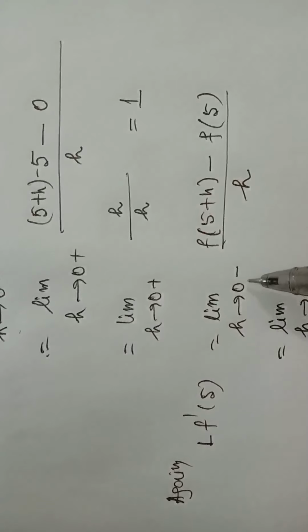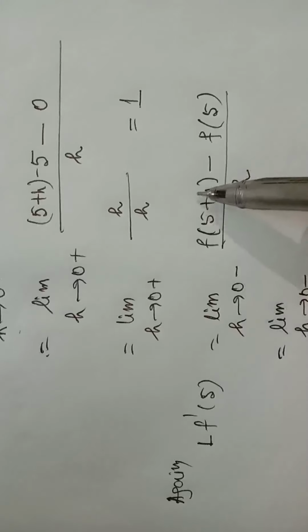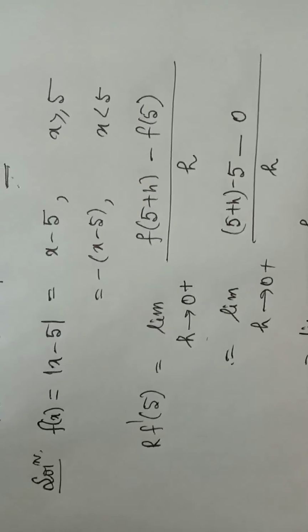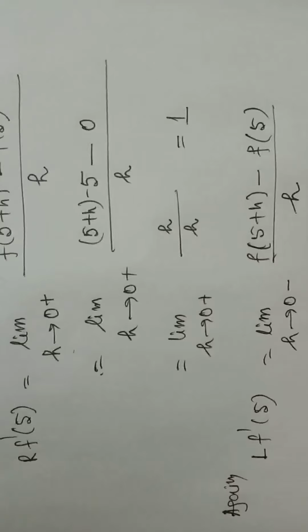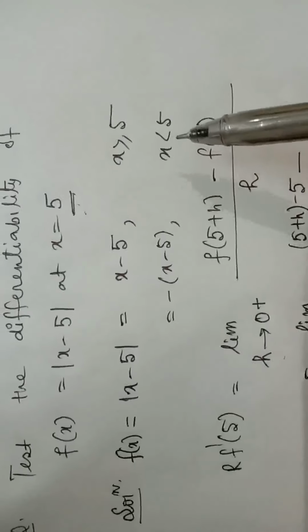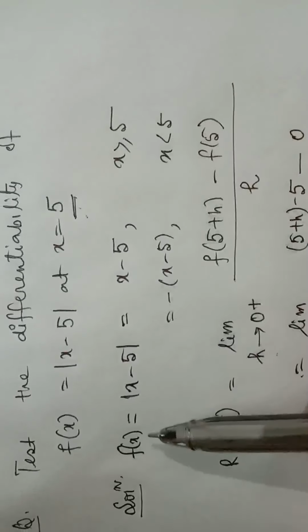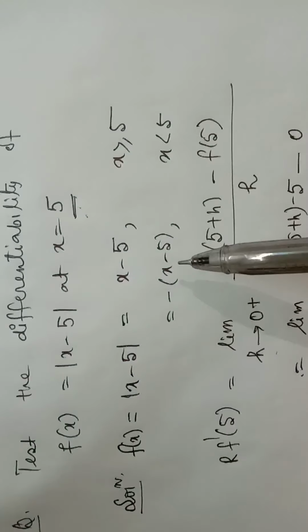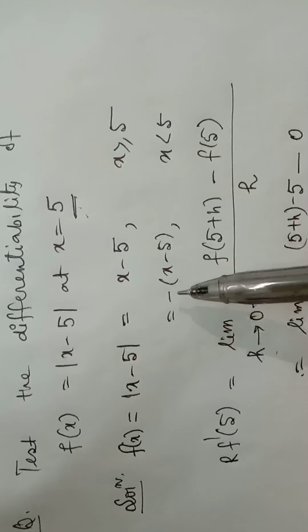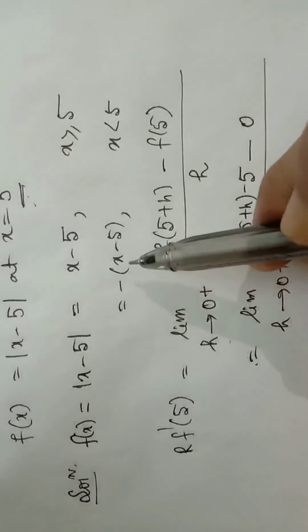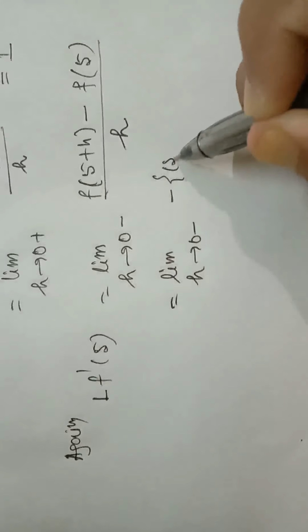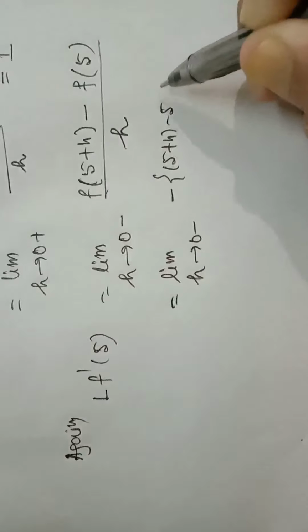Now you can see h tends to 0 minus means h is less than 0, which means h is negative here. So 5 plus h will be less than 5. And if 5 plus h is less than 5, f of 5 plus h will be, we have to put 5 plus h here to get the value of f of 5 plus h. It will be minus of 5 plus h minus 5.